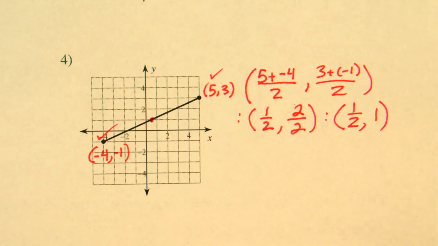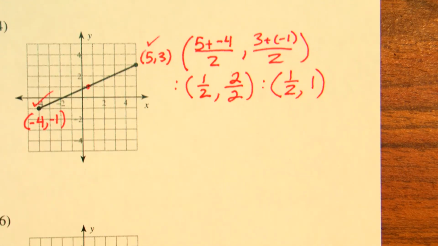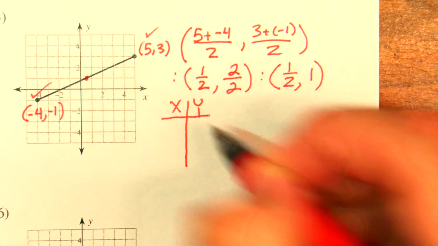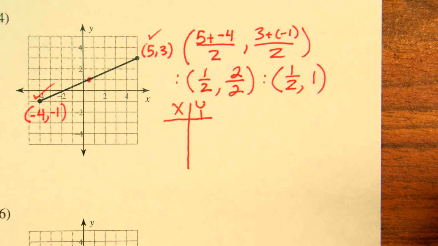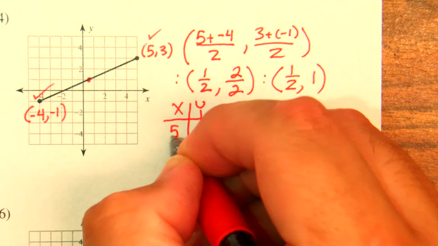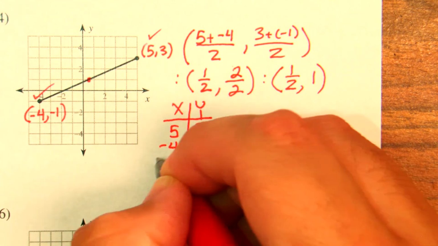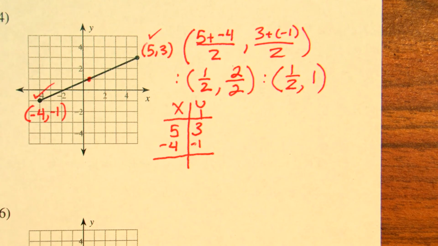Now, there's another way that you can do this. And it's sort of like the XY chart from yesterday that I showed you with the distance formula. Take your 2 points, 5, 3, and negative 4, negative 1. Now, do we subtract them or do we add them? For the midpoint formula, we add them together. Because remember, the midpoint formula is going to be finding a middle or an average.